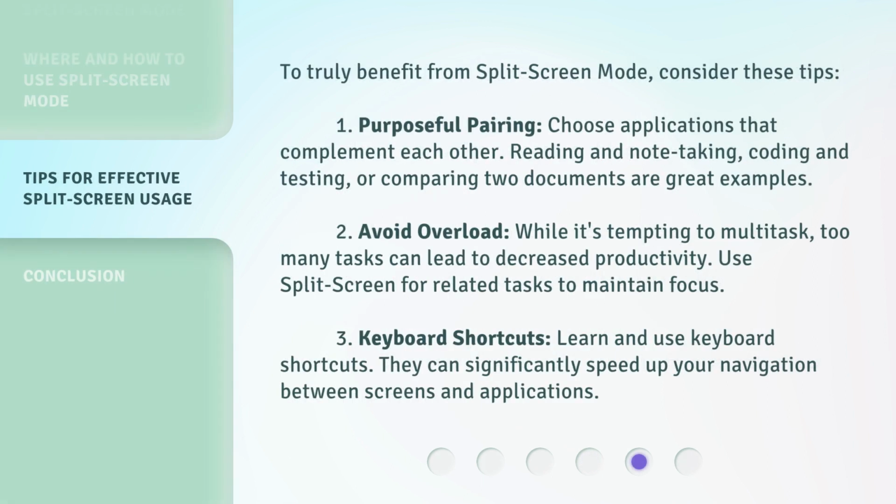To truly benefit from split screen mode, consider these tips. 1. Purposeful pairing. Choose applications that complement each other. Reading and note-taking, coding and testing, or comparing two documents are great examples. 2. Avoid overload. While it's tempting to multitask, too many tasks can lead to decreased productivity. Use split screen for related tasks to maintain focus. 3. Keyboard shortcuts. Learn and use keyboard shortcuts. They can significantly speed up your navigation between screens and applications.